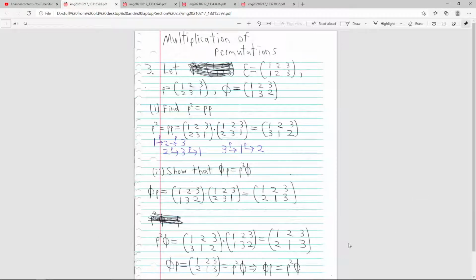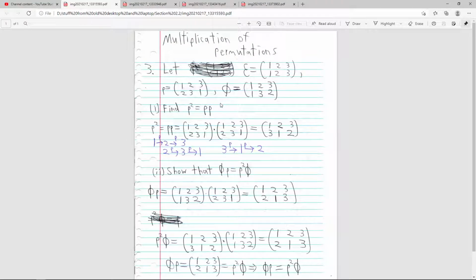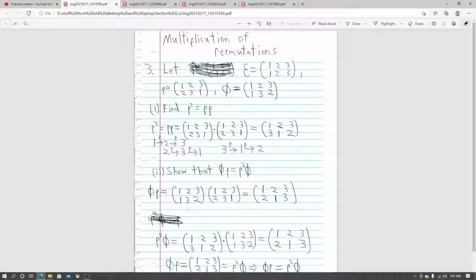Okay, multiplication of permutations. Let epsilon equal 1 goes to 1, 2 goes to 2, 3 goes to 3. I made it quite clear, so you can read it. So you have these conditions. Find p squared equals pp. Either that or it's rho, but I think it's p. There are all these Greek letters being used that could possibly be meant to be rho, but if you look at it, it looks very much like p.